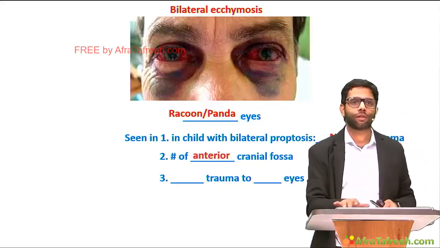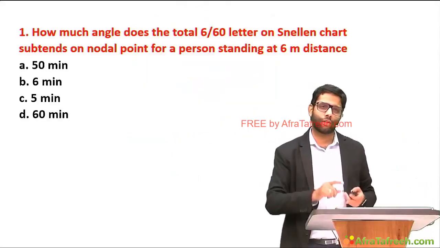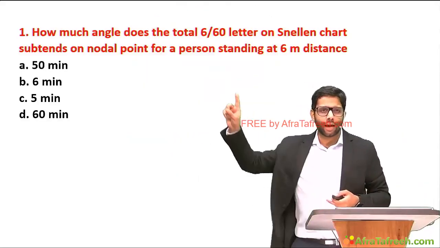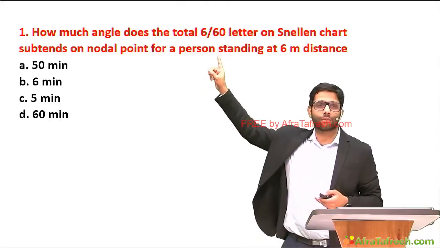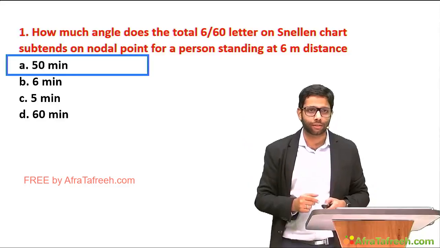And of course, if you do a lot of pursuit and saccades, blunt trauma to both eyes. So I want you to solve 10 questions for me, please. What is the angle a total 6 by 60 letter subtends? MAR is 10 minutes, total 10 into 5, that makes 50 minutes.